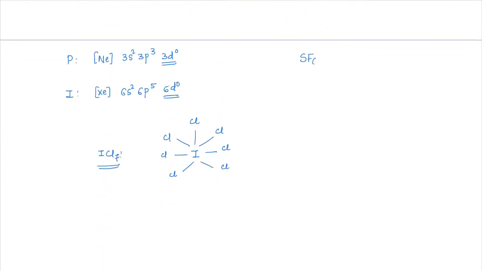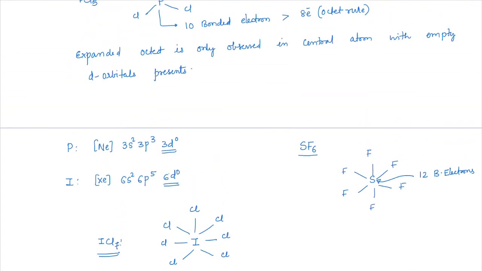Same way SF6, same thing, sulfur surrounded by 6 fluorines like this. This is also an expanded octet, with how many bonded electrons in it? You can see it has 12 bonded electrons. So all of these are overshooting the octet. And the most important reason for this is empty d orbitals. They must have an empty d orbital.